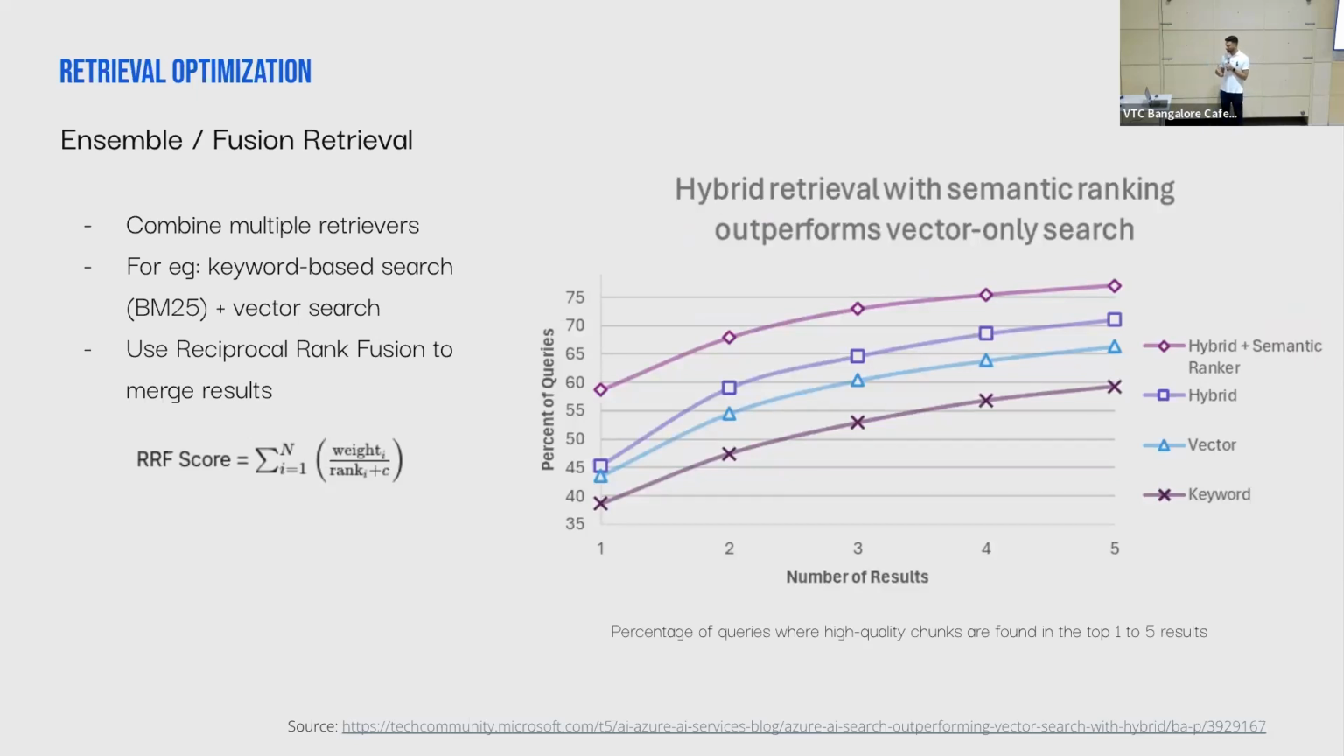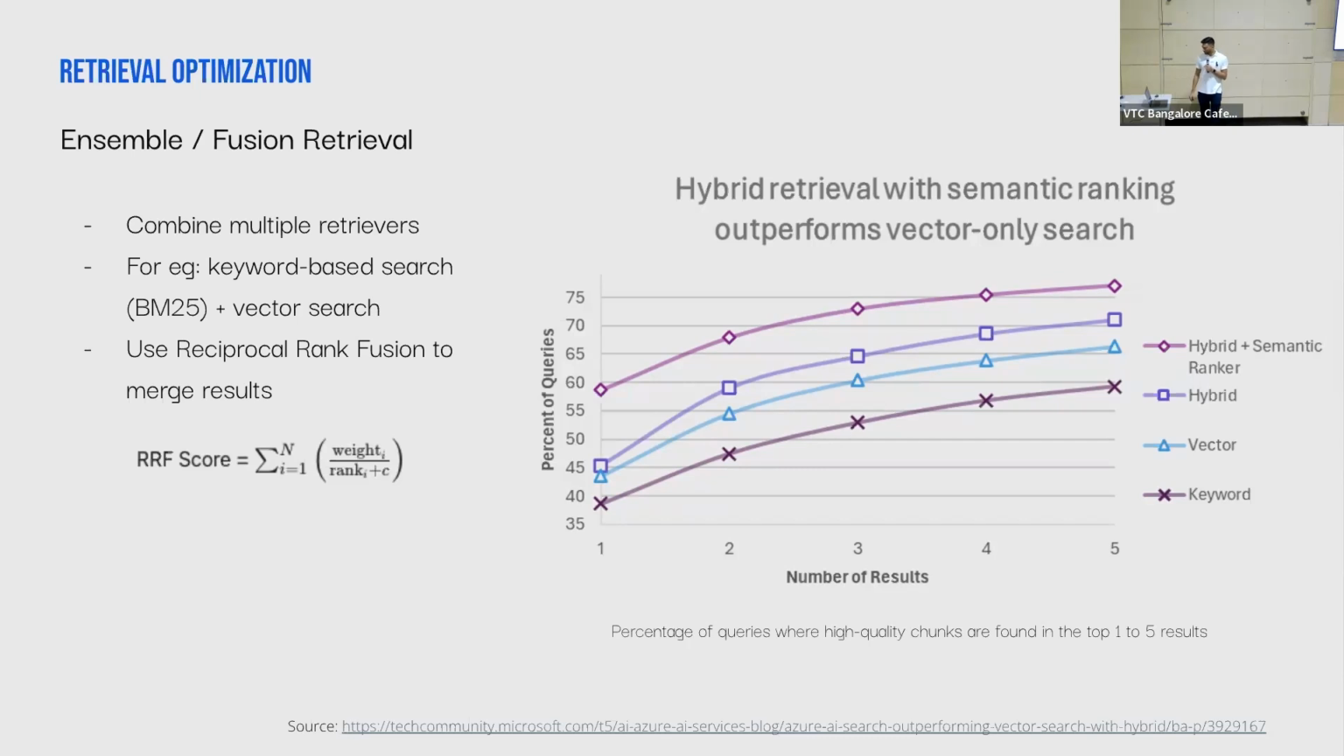So what they did is they compared keyword search, they compared vector search, and then they compared it with hybrid search, which means a combination of vector and keyword search. And then I think they also compared hybrid plus a ranker on top of it, a semantic ranker on top of it, right?